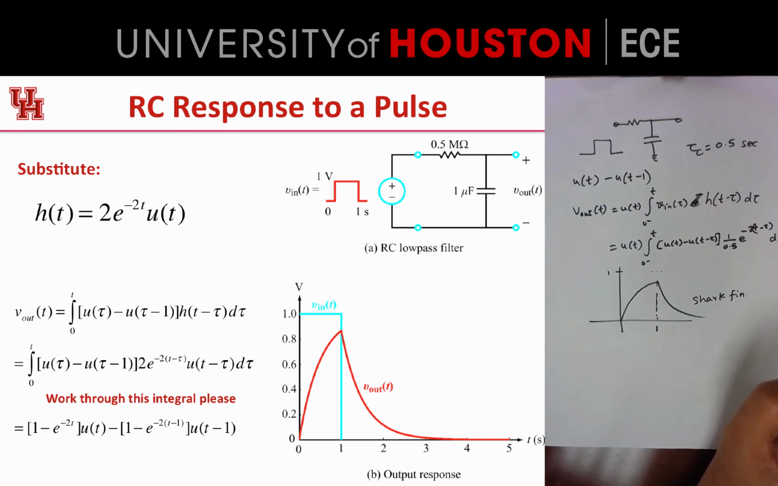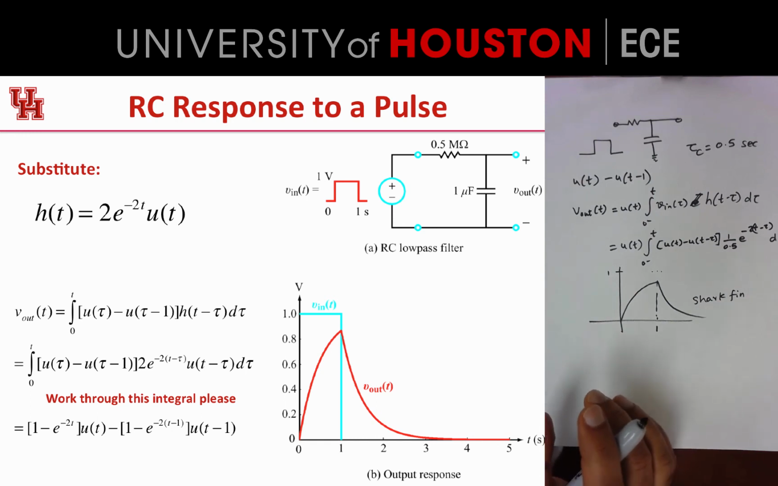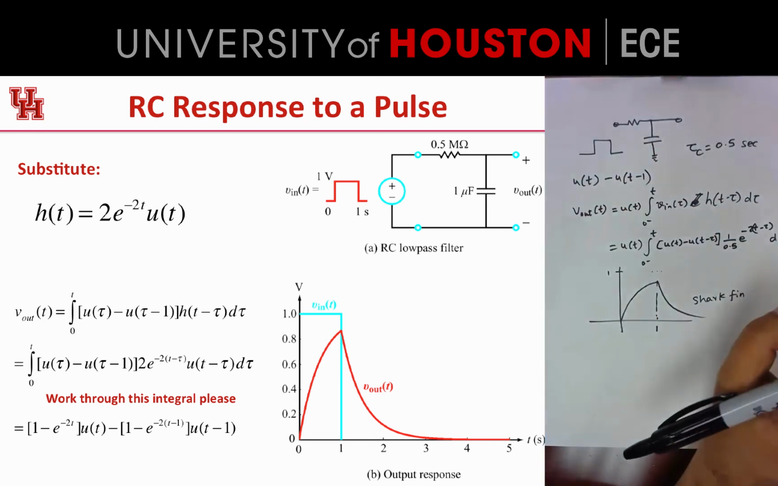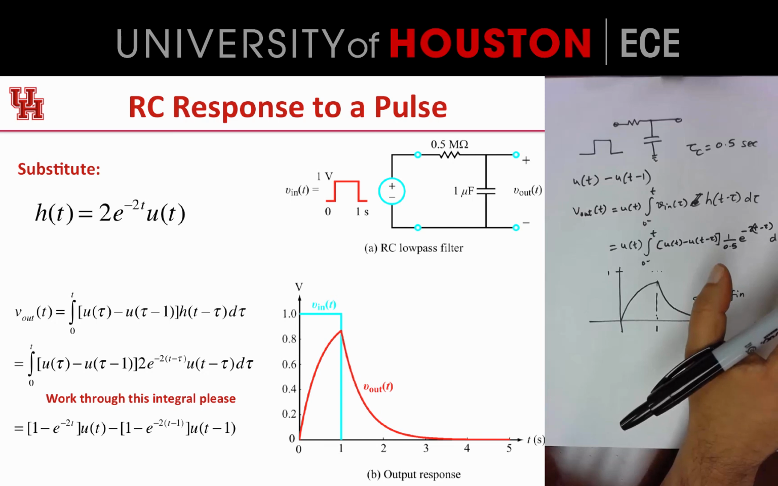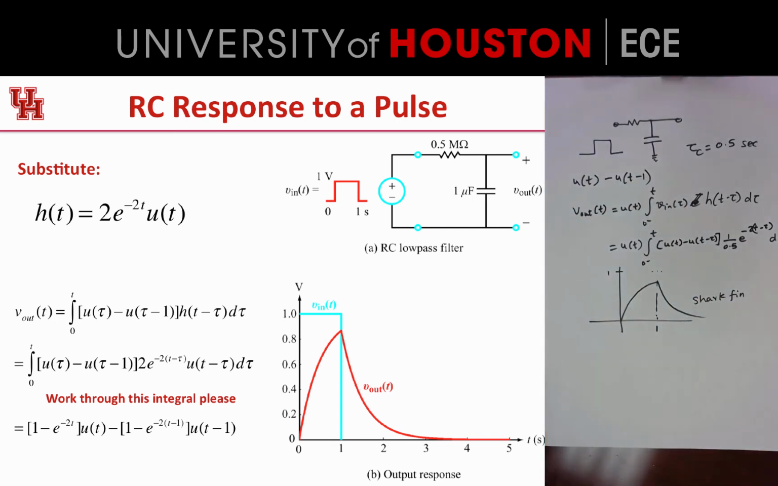Kind of very cute. So again, it goes to illustrate that if we know the impulse response of a linear time invariant system, we can calculate its output to any other input. We've tried a bunch of different inputs so far, and this thing continues to work.